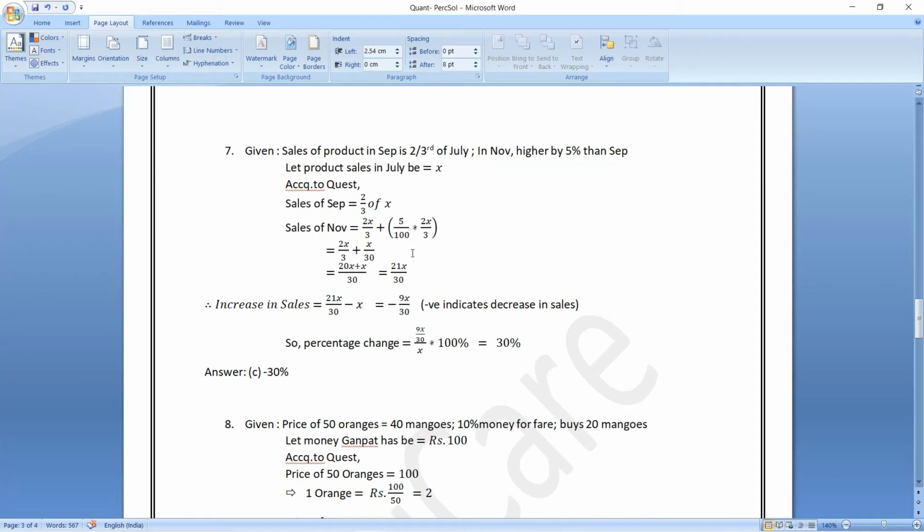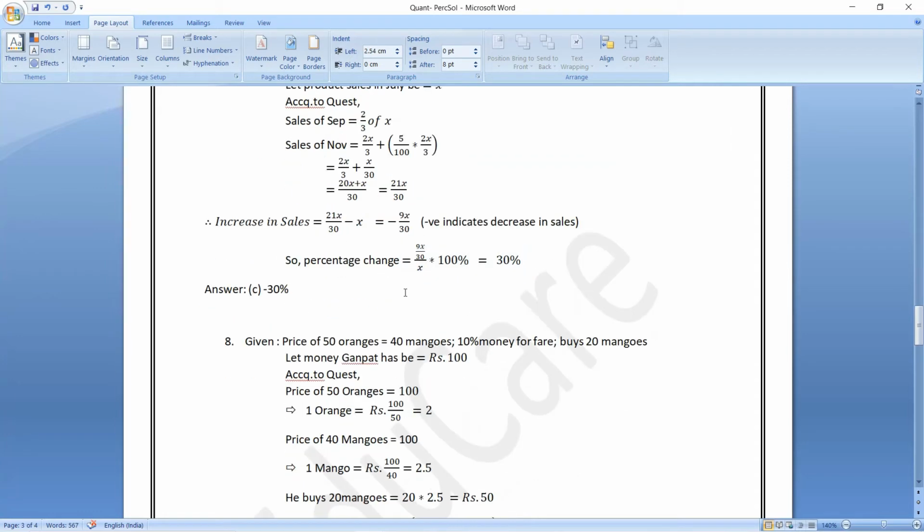So first we will calculate increase in sales, that is the sales in November minus sales in July. So sales in November is 21x by 30 and sales in July is x. So we will calculate and we are getting it minus 9x by 30. Now this minus sign over here indicates that there is no increase in sales. Minus means negative or decrease in sales. So we have decrease in sales.